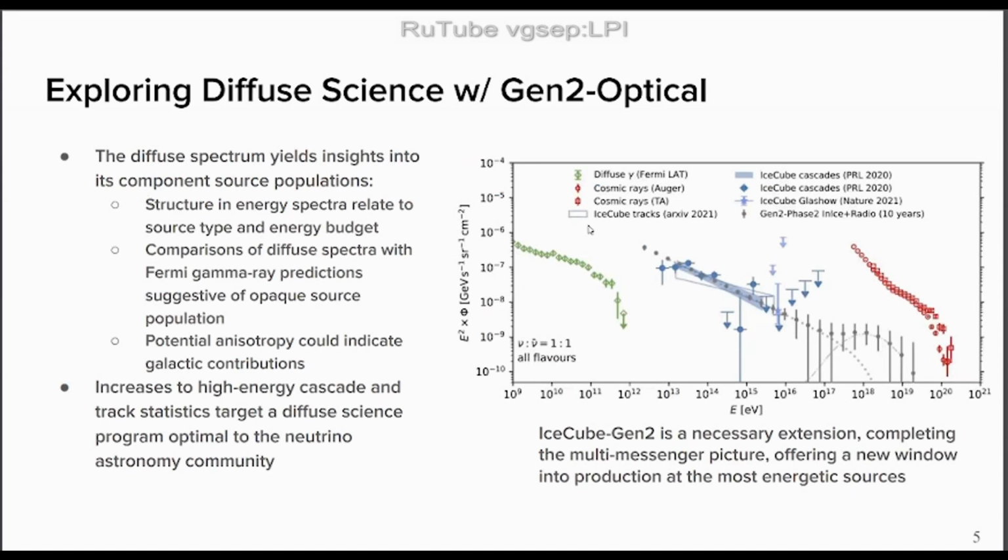Okay. So there are a number of reasons to look into the diffuse spectrum to help us understand our actual point source populations. In general, looking at structure in the energy spectra can clue us into source type and environment, as well as the energy budget of these sources. I don't have time to cover everything on this slide, but I'll also say in the wider picture, IceCube-Gen2 is a necessary extension to IceCube because it increases high energy sensitivity. And this lets us complete the multi-messenger picture here.